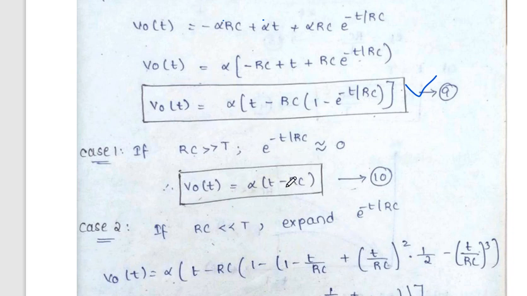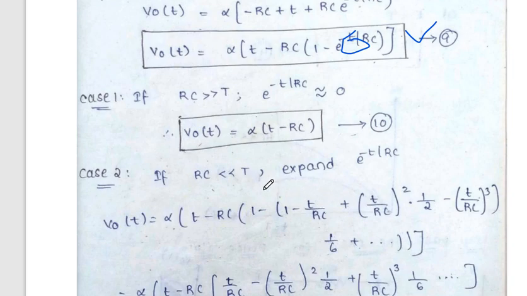Now we are going to do this one. Now apply the condition that RC, the time constant value, is far greater than the time period of the input signal. Therefore, the value of e power minus t by RC is approximately equal to 0. Therefore, V naught of t is equal to alpha into t minus RC. That is the expression, equation number 10.